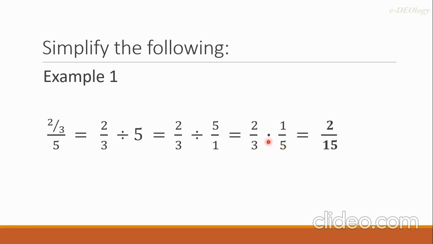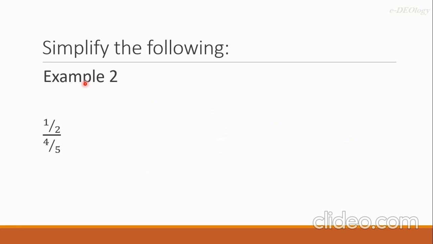Then we proceed to our multiplication. So 2 times 1 is 2. 3 times 5 is 15. So 2 over 15 is our final answer. Let's have the second example. 1/2 over 4/5. Let us write this again as 1/2 divided by 4/5.